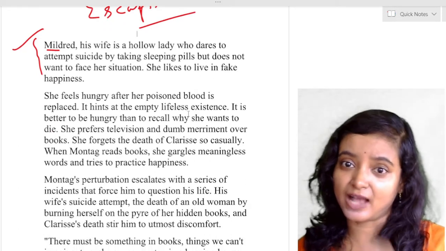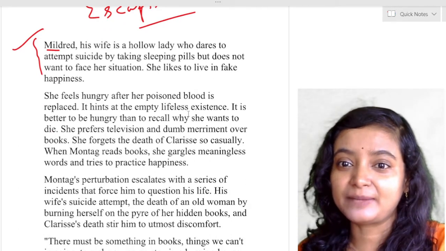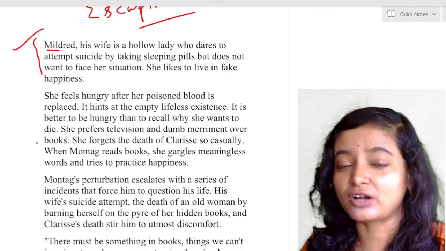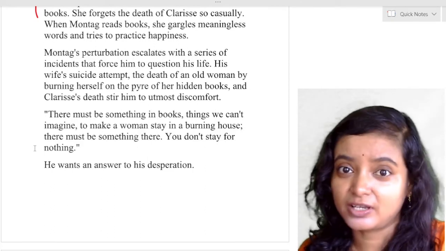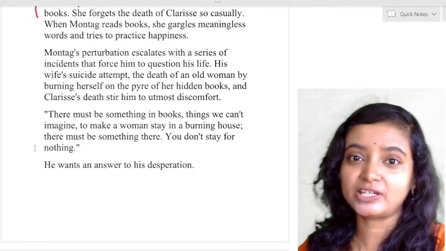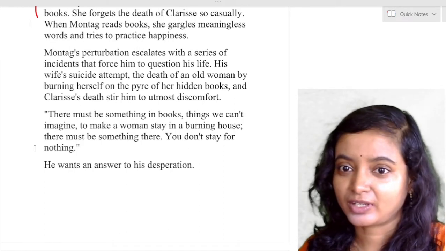She feels hungry after her poisoned blood is replaced. It hints at the empty, lifeless existence of her. She is not like Montag, and she did not help Montag. When Montag tries to get rid of that situation, she did not support him.